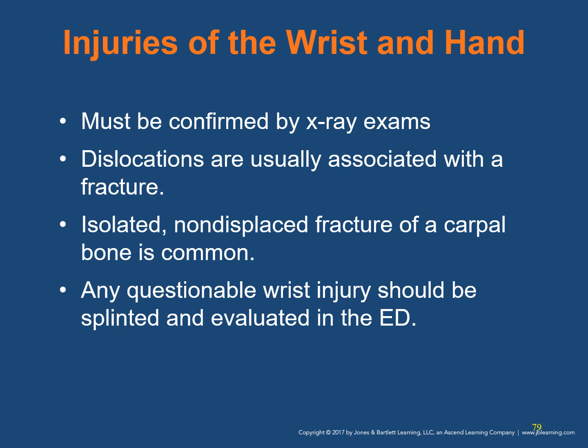Injuries of the wrist and hand. Injuries of the wrist, ranging from dislocations to sprains, must be confirmed by radiographic examination. Dislocations are usually associated with a fracture, resulting in a fracture dislocation. Another common wrist injury is the isolated, non-displaced fracture of a carpal bone, especially the scaphoid. Any questionable wrist sprain or fracture should be splinted and elevated in the emergency department.